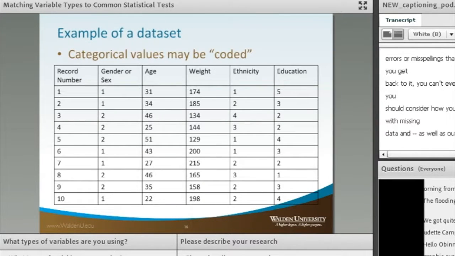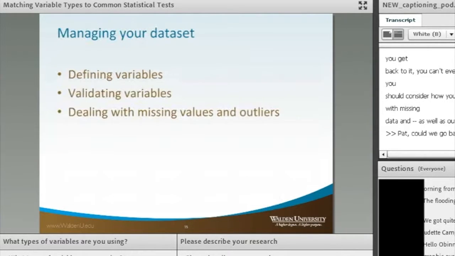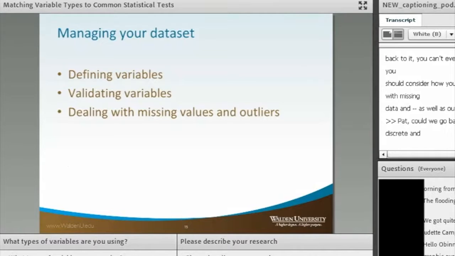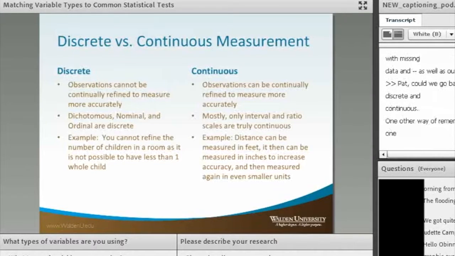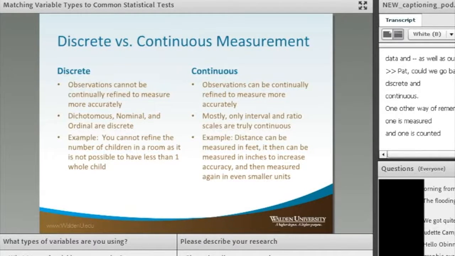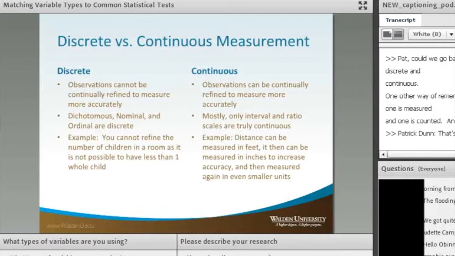Could we go back to the discrete and continuous? Mm-hmm. One other way of remembering them is one is measured and one is counted. Yes, that's right. Makes it easier to remember where you are.